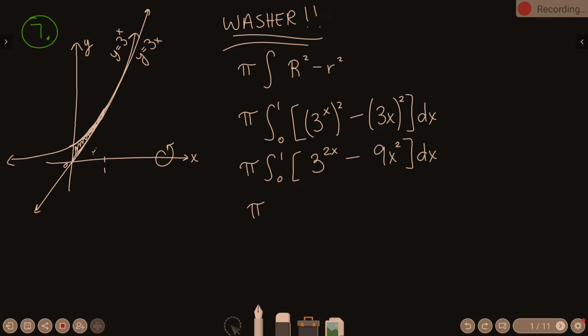Bless you, yeah. The timing was weird just because with the bell starting to ring, it sounded weird to me, but. Okay, I'm keeping my pi outside. Integral of 3 to the 2x.